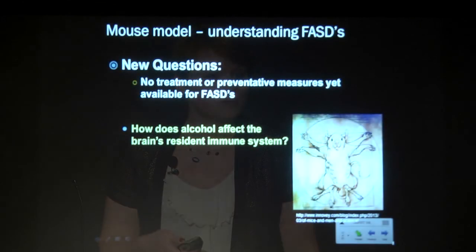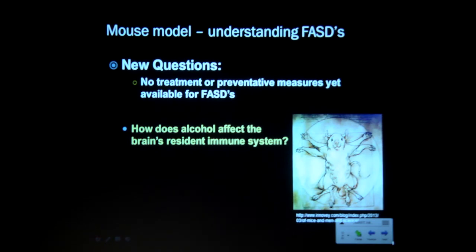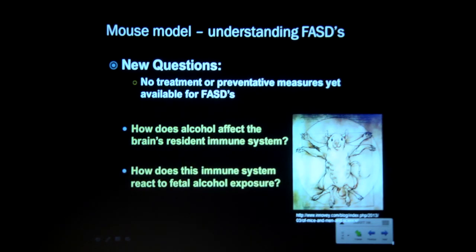So as I said, much of the research up to this point has focused on how alcohol affects neurons. But new questions have been arising in the field, namely because, as of yet, there is no treatment nor preventative measures available for lessening the severity of fetal alcohol spectrum disorders. And so some of the questions that are starting to be asked are, how does alcohol affect the brain's resident immune system, which is likely helping to clean up the situation that's left behind by alcohol as it is? In addition, we're asking, how does the immune system react to fetal alcohol exposure?